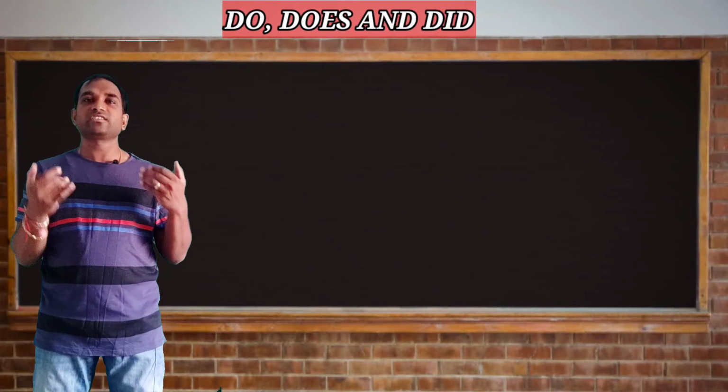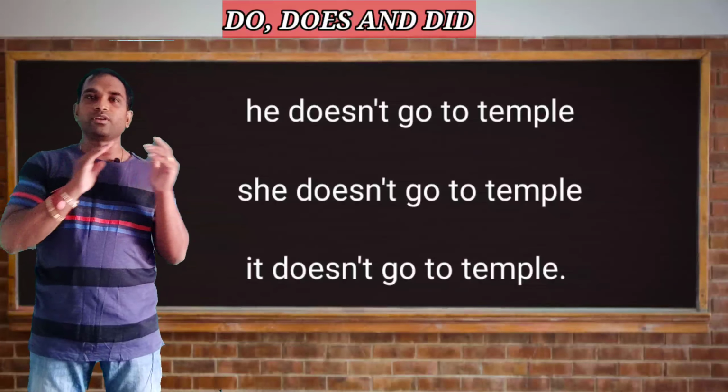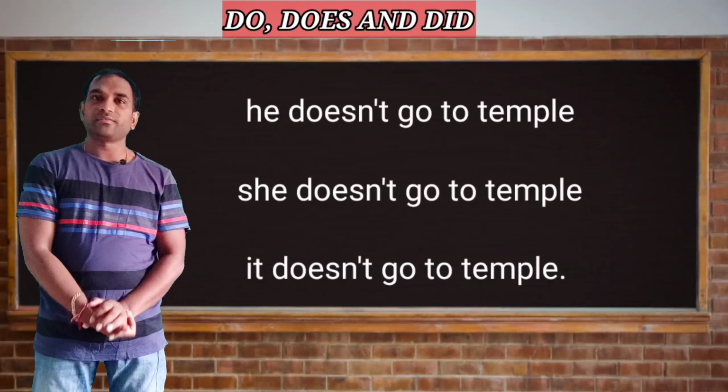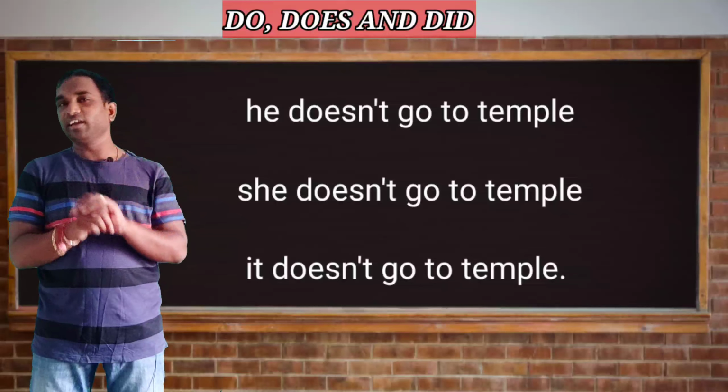The negative sentences. Let us see the negative sentences here. He doesn't go to temple. She doesn't go to temple. It doesn't go to temple. Like that, not is added to this does and it is made a negative sentence.